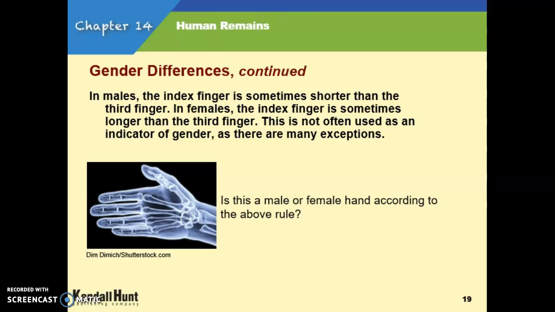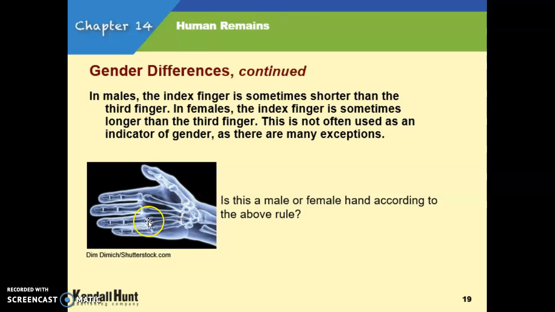In males, the index finger is sometimes shorter than the third finger. In females, the index finger is sometimes longer than the third finger. This is not used often as an indicator of gender because there's a lot of exceptions. So according to the above rule, is this a male or a female?